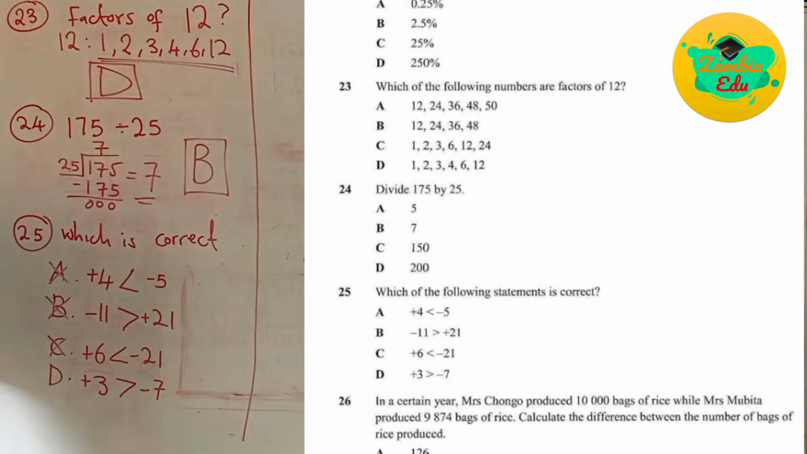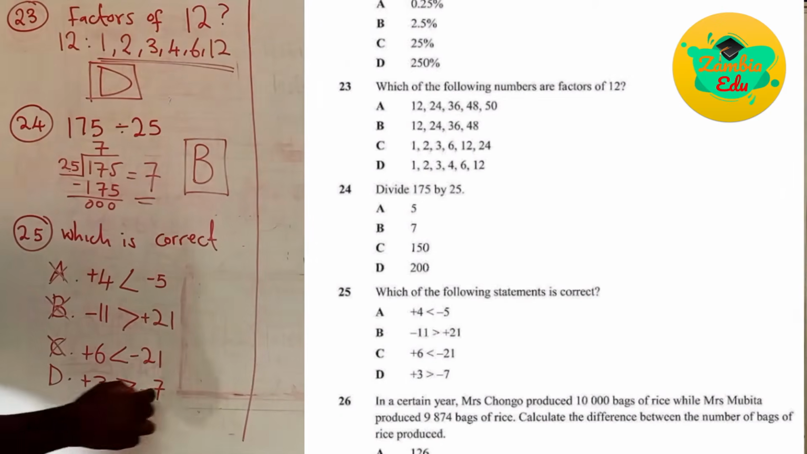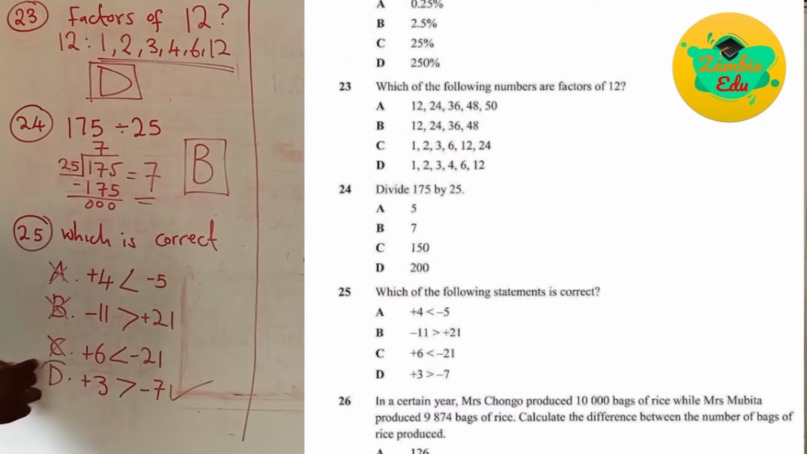And the last option says positive 3 is greater than negative 7. And this becomes the correct answer. This is so true. So for question 25, the answer was D.